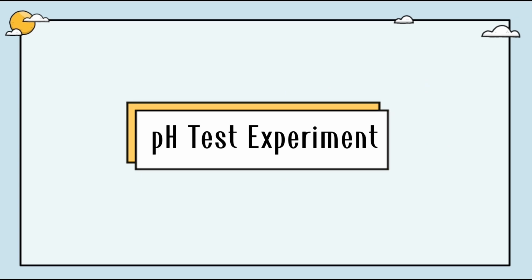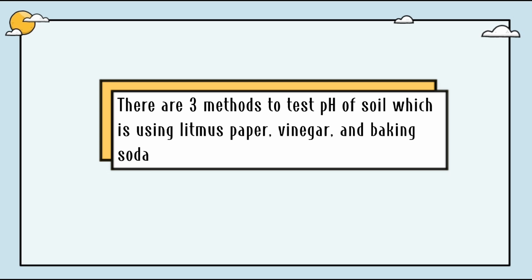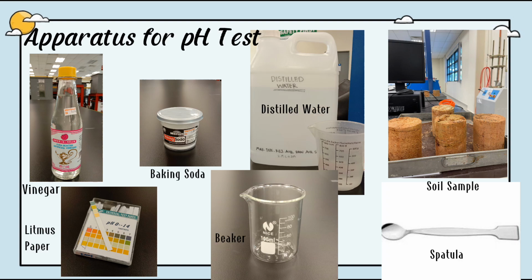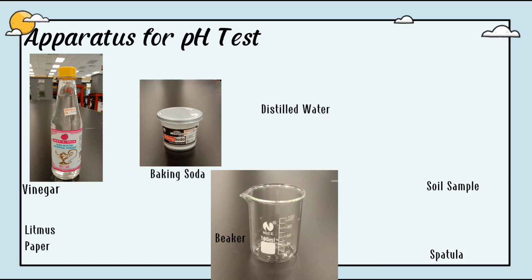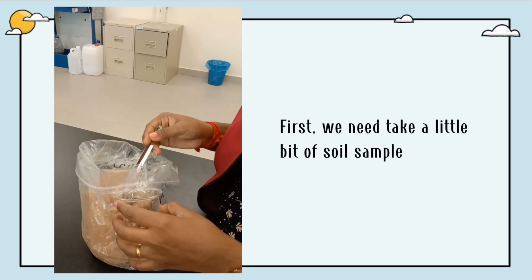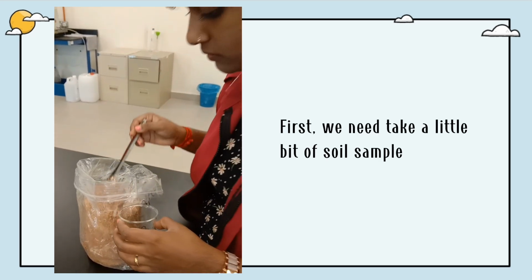For pH test experiment, there are 3 methods to test pH of soil, which is using litmus paper, vinegar and baking soda. Next, for pH test experiment, the apparatus that needs for pH test is litmus paper, vinegar, baking soda, distilled water, soil sample, beaker, and spatula. First, we need to take a little bit of soil sample.